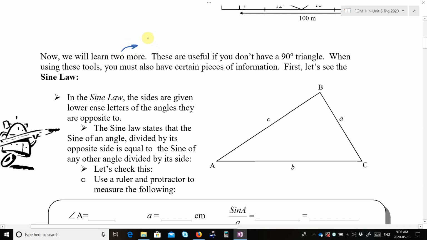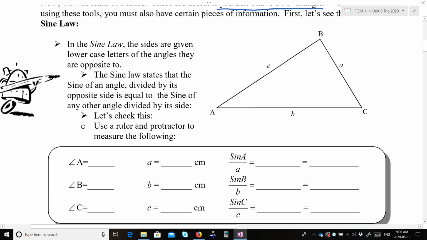These two more tools of trigonometry are the sine law and the cosine law. These are useful if you don't have a 90-degree triangle. So for triangles that don't have a 90-degree angle in them, we have to use the sine law and cosine law. When using these tools, you must also have certain pieces of information. First, let's see the sine law. As mentioned, we'll do the sine law today, and next lesson we will do the cosine law.